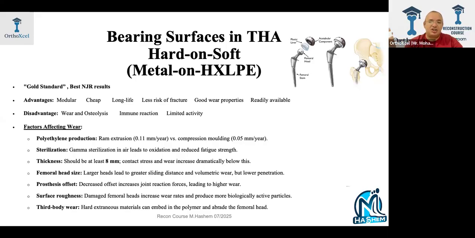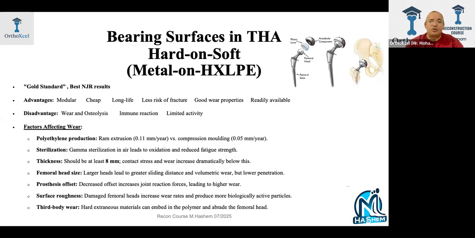It's definitely cheap. It's just a plastic. It's long life because, as I explained to you, the new modalities of polyethylene, which is the high cross-linked polyethylene, are wear resistant, and that's why it lives long. Definitely it has minimal risk of fracture, has very good wear properties, especially the high cross-linked polyethylene, and is readily available everywhere. It's just a plastic.